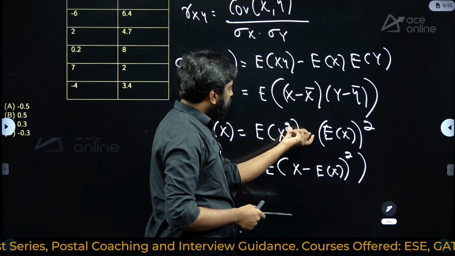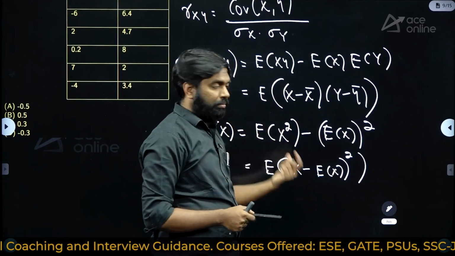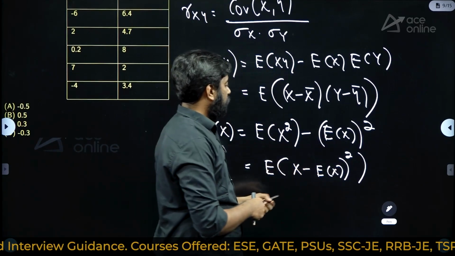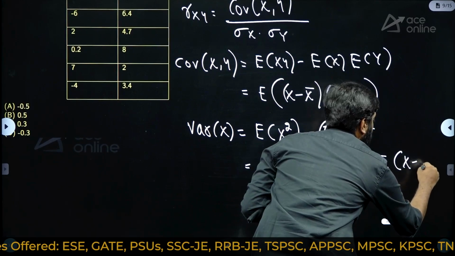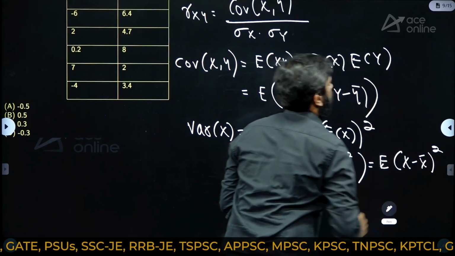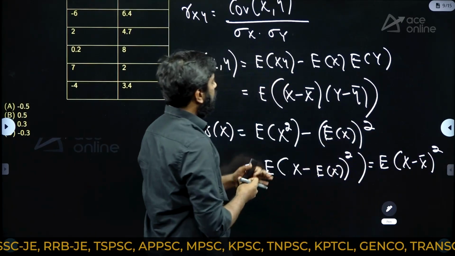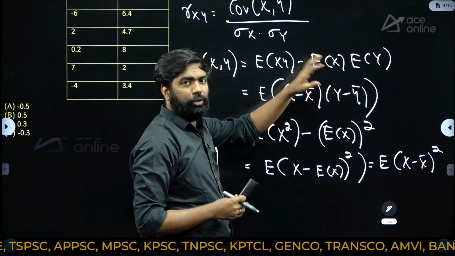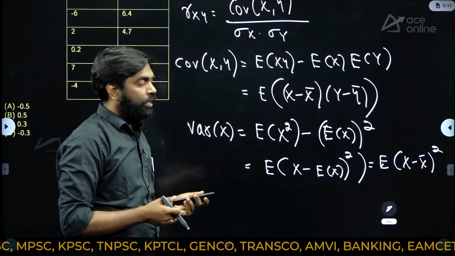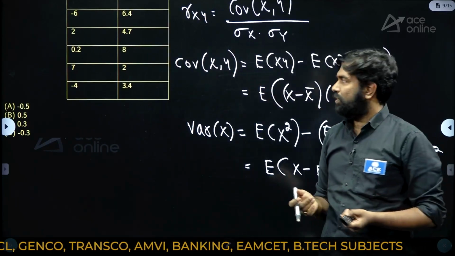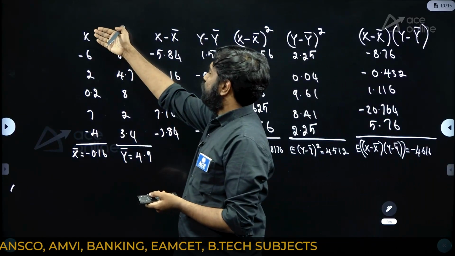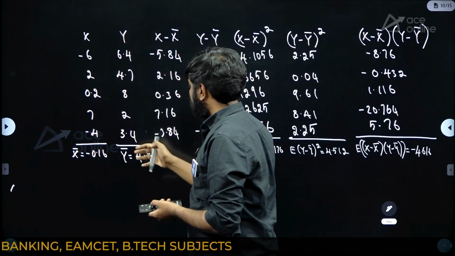If you have to find this, it might be a little lengthy with this table, but if you find it this way, it would be easy. You can also write this as the expected value of x minus x bar, and then whole square. Look, there is x minus x bar here also. Similarly, you will also use y minus y bar. So it's better we use this approach to avoid big calculations. As usual, I wrote x, their mean, y, their mean.